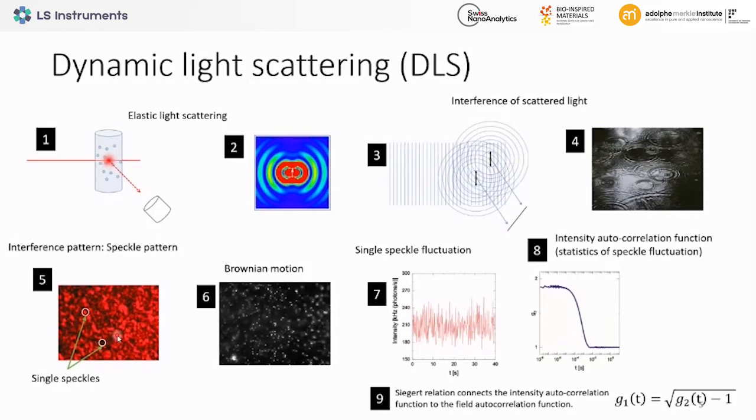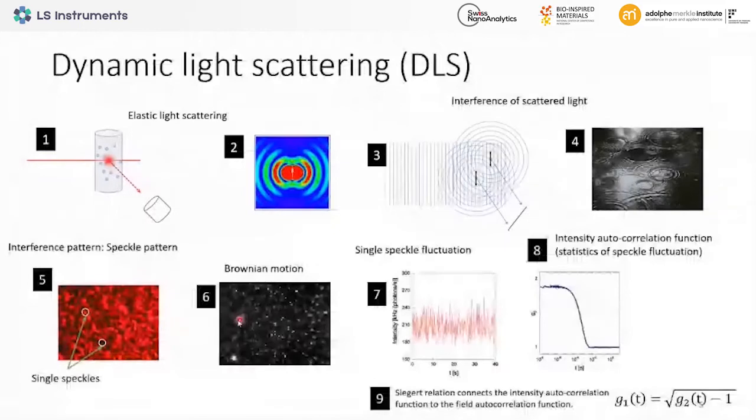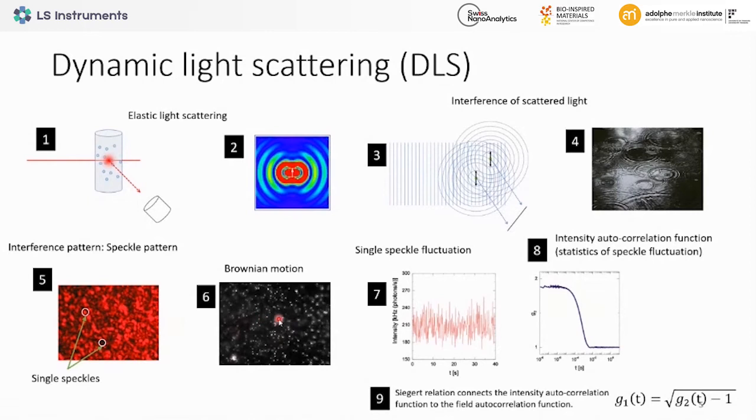Of course, this is a snapshot, and actually this single speckle pattern is changing in time, constantly varying and fluctuating owing to Brownian motion. Brownian motion is the thermal motion of nanoparticles owing to the motion of the fluid around them. Due to Brownian motion, the position of these particles constantly varies. Therefore, the interference pattern varies constantly, and thus also the speckle intensity. For example, here, number 7, you can see the intensity variation of one single speckle.